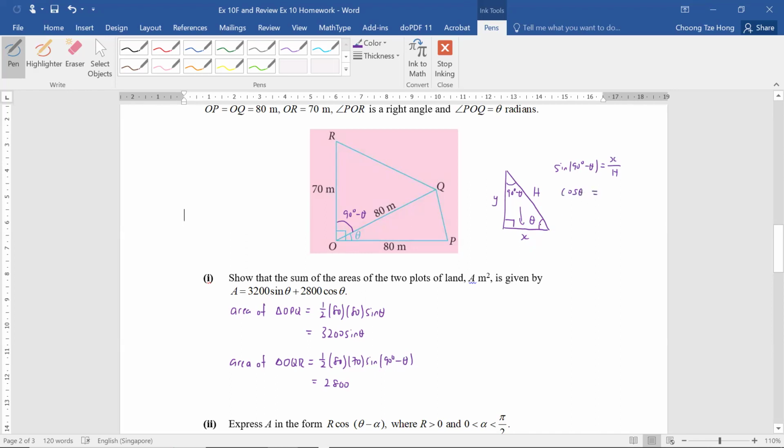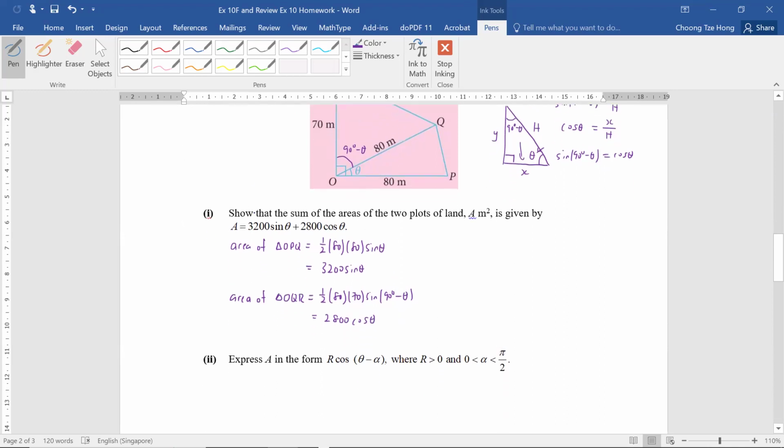Let's see what we get if we do cosine theta. Cosine theta is adjacent over hypotenuse. If we are talking about angle theta over here, then the adjacent side will be x, so it is x over h. You can see sine 90 degrees minus theta is x over h, and cosine theta is also equal to x over h. So in other words, sine 90 degrees minus theta equals cosine theta. Based on this relationship, we can simply replace sine 90 degrees minus theta with cosine theta, and then we will get this expression.